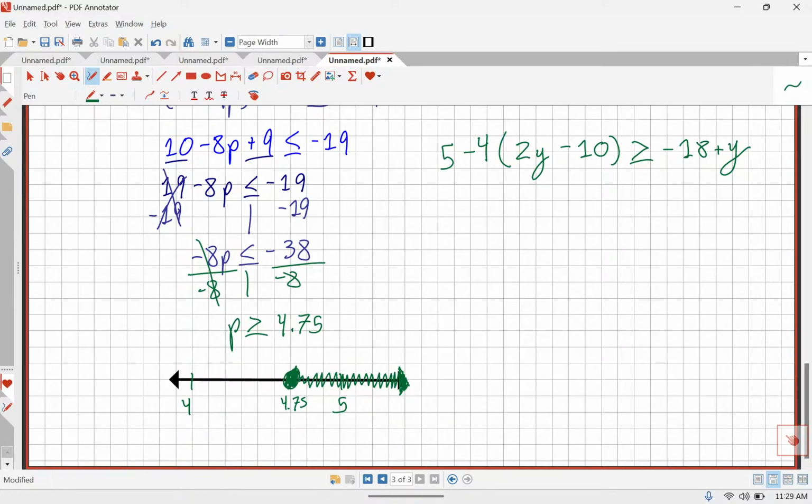Again, solving an inequality is just like solving an equation, except if you multiply or divide both sides by a negative, flip the inequality. That's all I have to say. Well, not all I have to say. If you have a question, I'm happy to help you with it. Get that all finished up, and you're good to go.